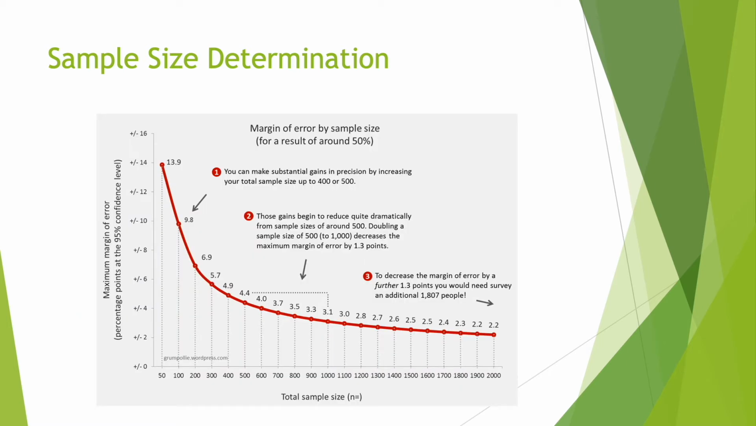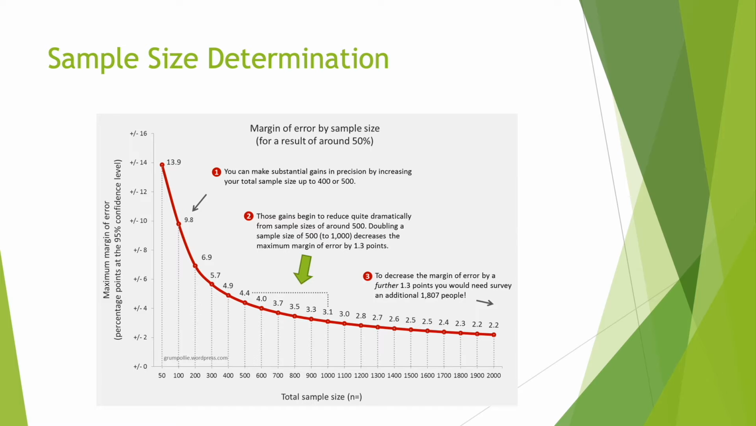This graph illustrates how more does not necessarily mean better. As you can see here in this graph, the greatest gains in precision can be obtained when you increase your total sample size by up to, say, 500. Those gains begin to plateau beyond the 500 mark. Now, to gain further precision by decreasing the maximum margin of error by 1.3 points from that point onward, the sample size has to be doubled to 1000.